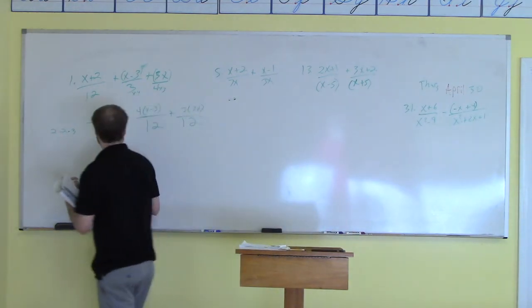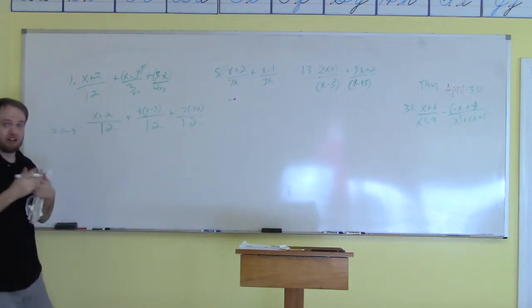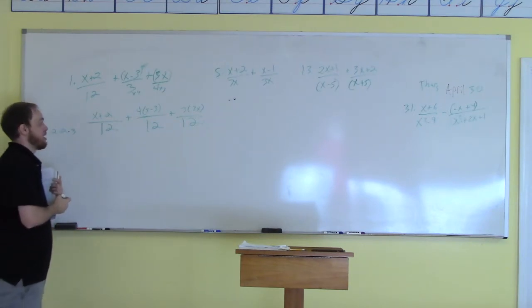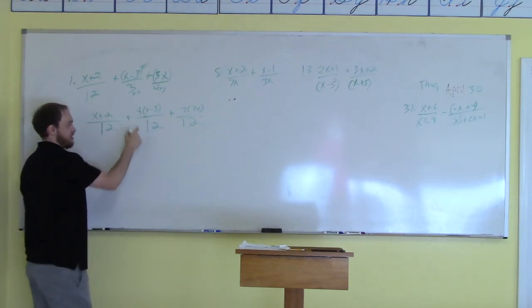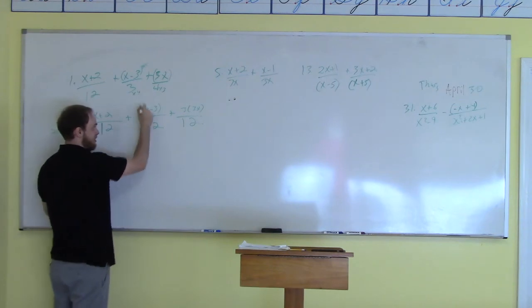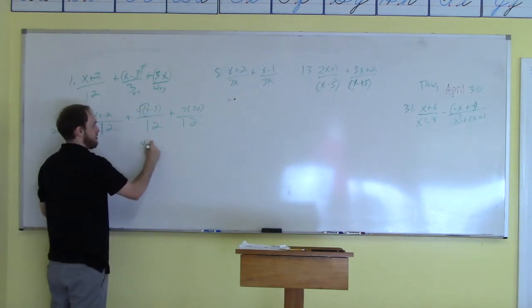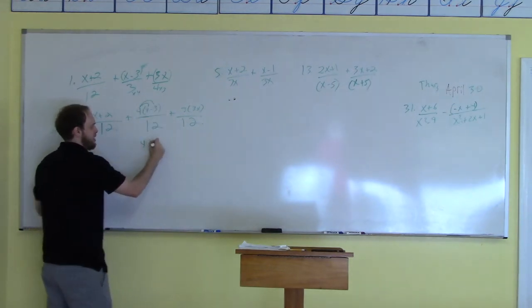Now we're going to have to actually do the multiplication here to see what combines and if anything cancels. So 4 times x here would be 4x. Then 4 times a negative 3 would be a negative 12.